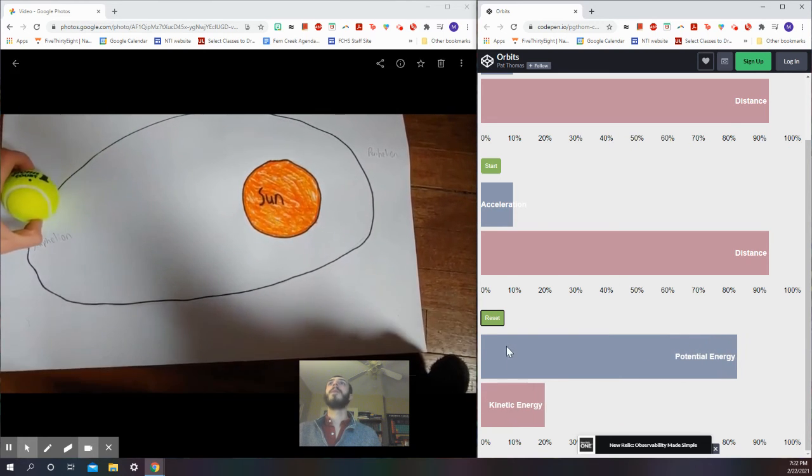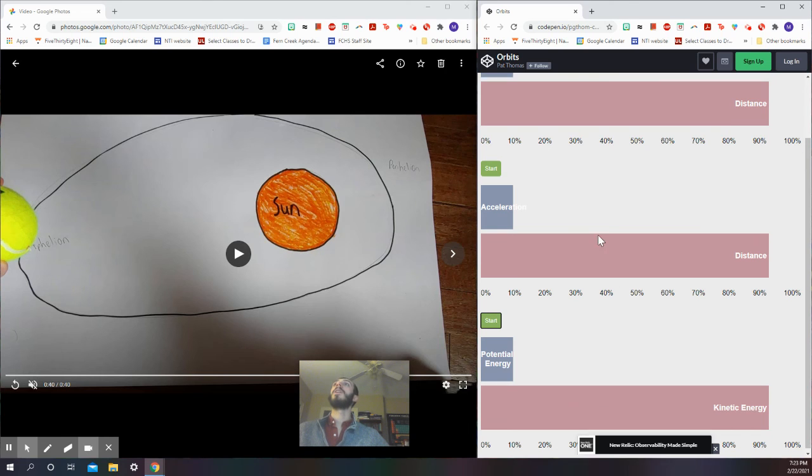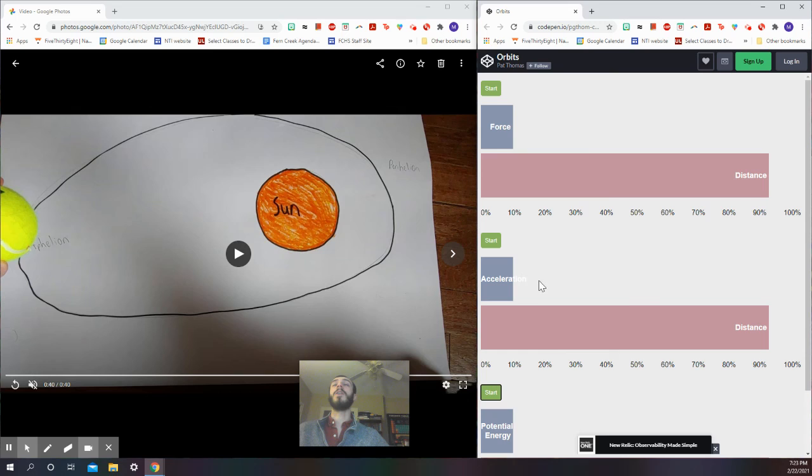So again, out here at the aphelion, you're going the slowest, you have the most potential energy, you have the least gravitational force, the least acceleration. Down here at the perihelion, you're going to have the most kinetic energy, the most acceleration, and then the most force from gravity.